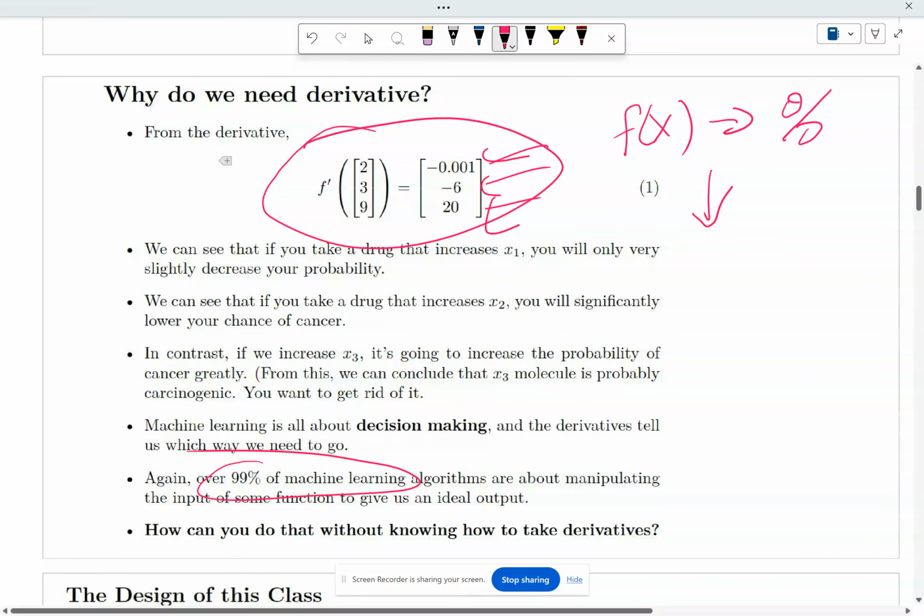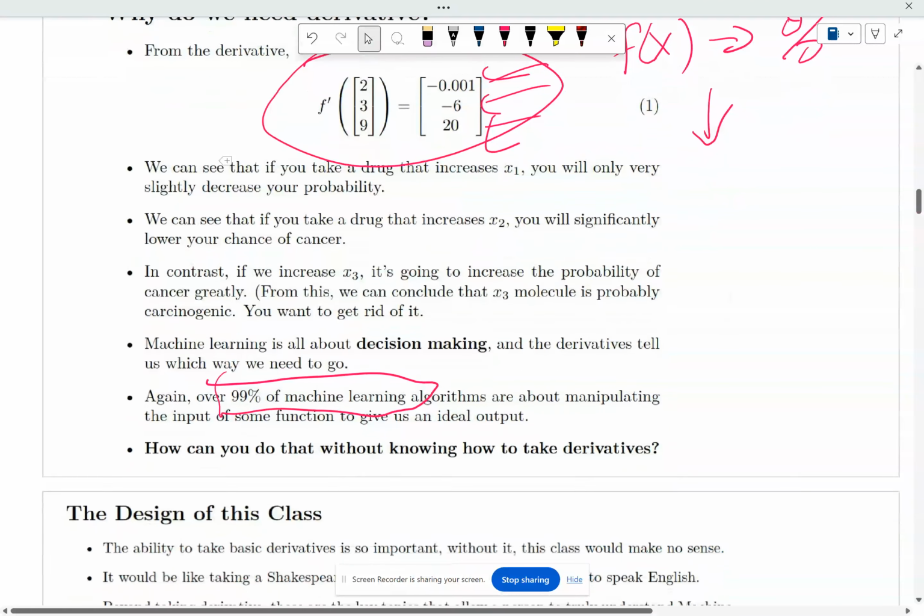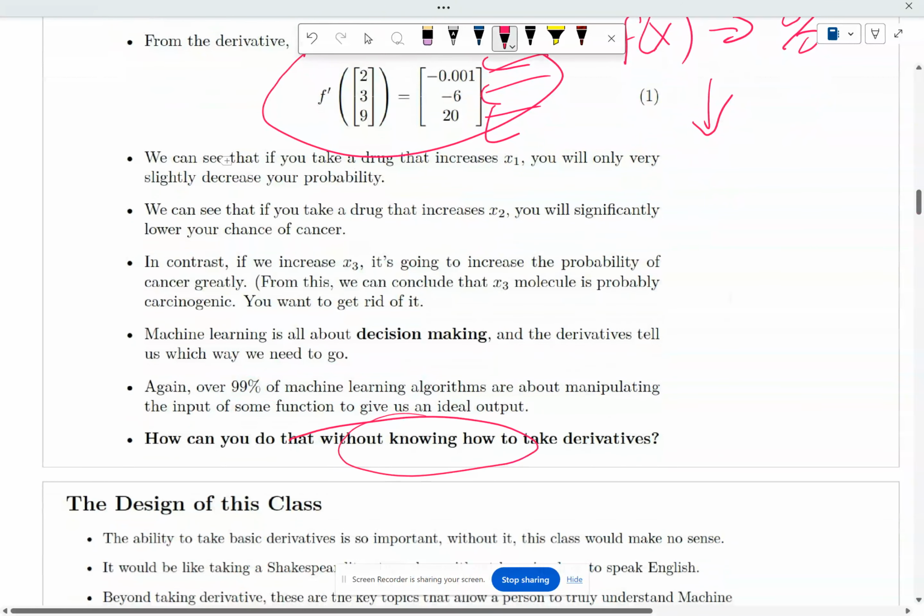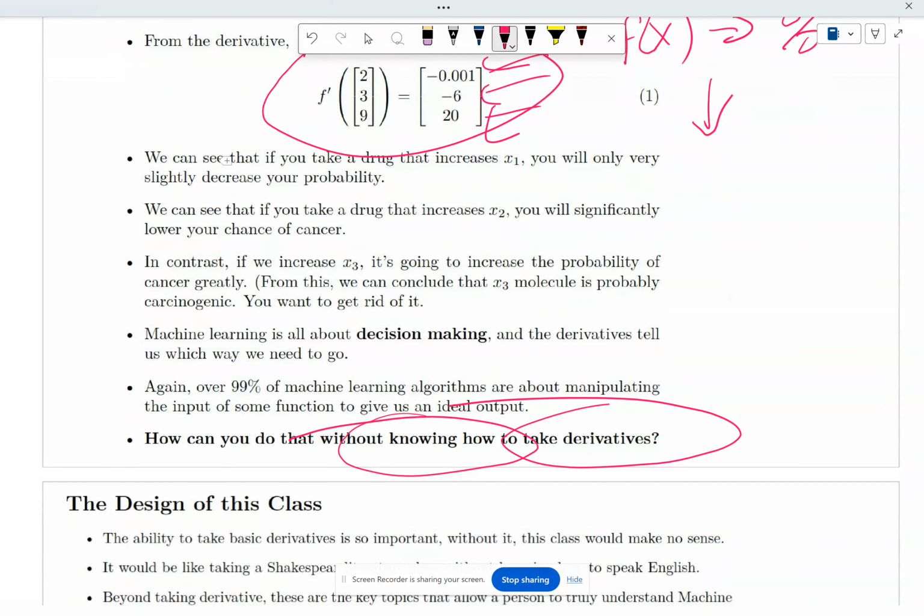And basically, 99% of machine learning is about manipulating the input to see if you achieve some kind of output. There's this thing called gradient descent. You're essentially figuring out what input you should use that gives you the lowest output. This is not hyperbole. That's how important derivatives are. So how can you really know how to do machine learning without taking derivatives? Well, the short answer is you can't. Knowing how to do derivatives is really, really important.